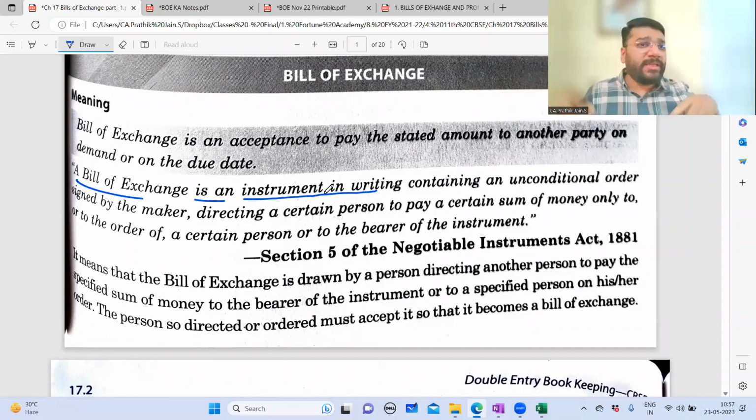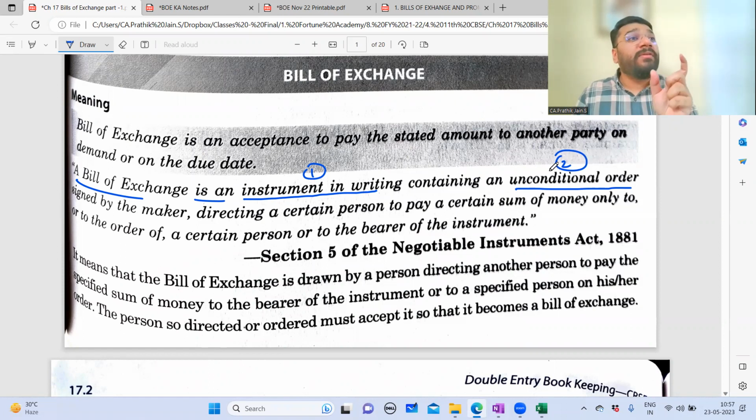Now, guys, a bill of exchange is an instrument in writing. Can I say a bill of exchange is prepared in writing? Point number one, it is an instrument in writing containing an unconditional order. Unconditional order means what? A conditional order means we are telling him, okay, if you're comfortable, you pay me, or else you don't pay me. Are we going to give him that flexibility? No. We are telling him that on this date, you have to pay. There is no option for you.